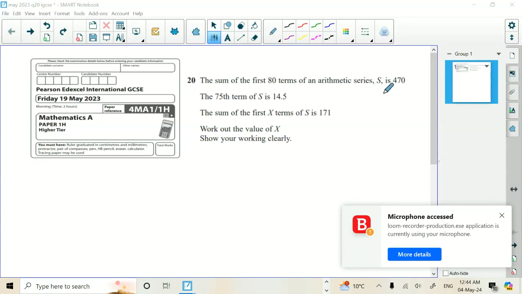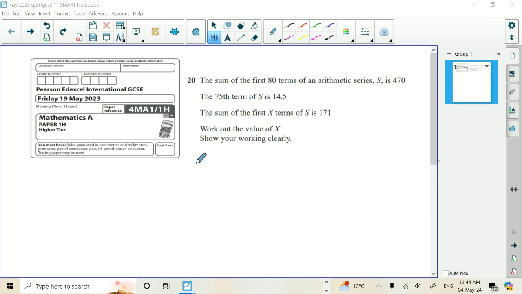Okay, hello, welcome back. May 2023, and another tricky question, question number 20, towards the end of the paper. So, the expectation is it gets harder.